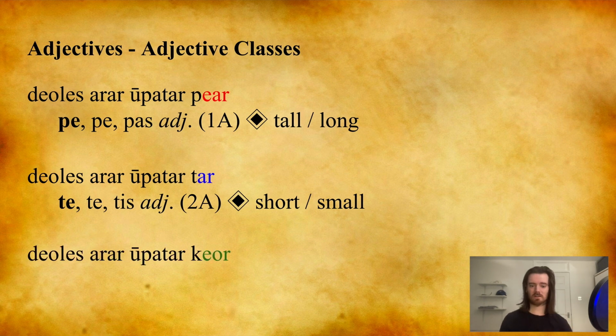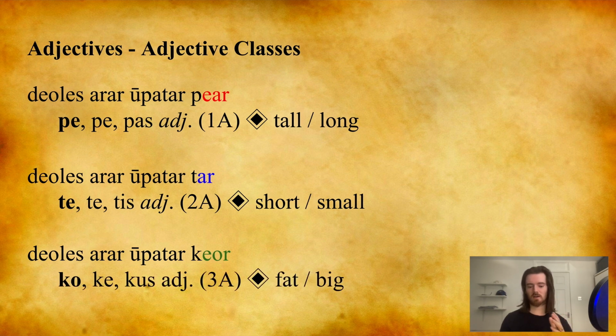And finally, if we take the sentence deoles araru patar keor, which means I see the fat or the large person, keor comes from ko ke kus, which is an adjective of the third class, and which makes its animate nominative singular in eor rather than ar or ar. There are historical reasons for this, which we may get into at some point in the series, but for all intents and purposes, just remember that there are three separate classes.